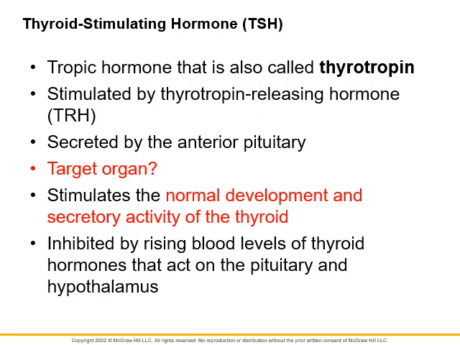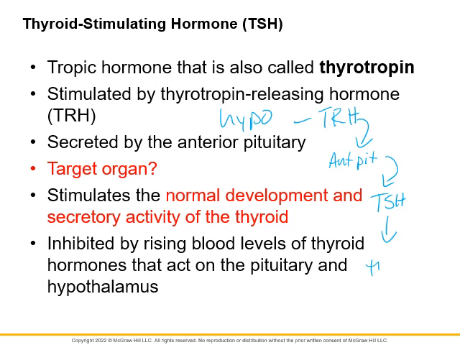So now we're going to move on to each individual hormone. Here we have thyroid-stimulating hormone, TSH. This hormone is stimulated by thyrotropin-releasing hormone. Thyrotropin-releasing hormone, which comes from the hypothalamus, is going to cause the anterior pituitary to release TSH, and TSH is going to go to the thyroid and cause the thyroid to release thyroid hormones. So the hypothalamus releases TRH. That targets the anterior pituitary to release TSH, and that targets the thyroid to eventually release thyroid hormones.